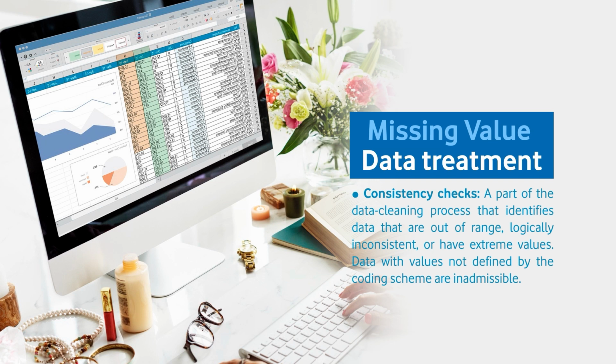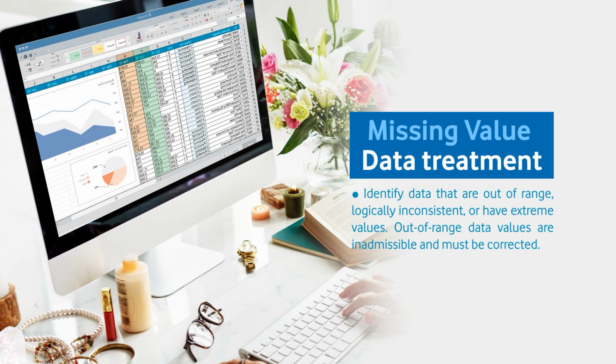Data with values not defined by the coding scheme are inadmissible, because in the previous session we understood all about coding, editing and classification. When we do the coding of the data, we convert the qualitative information into quantitative information. We collect the data from the field by assigning certain codes, and the same codes are entered in the computer, so that we convert qualitative information into quantitative information with the help of coding. So data with values not defined by the coding scheme are inadmissible, and we identify data that are out of range, logically inconsistent, or have extreme values.